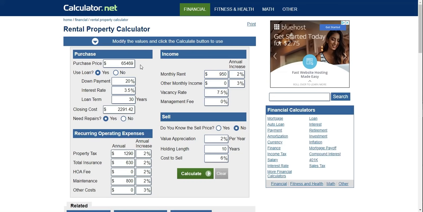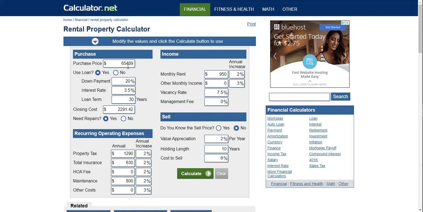Okay, so let's plug some of those numbers in from the Zillow site into our rental property calculator that we got from calculator.net, and I will leave a link to this calculator in the description below. But let's plug some numbers in and see what the cash flow for this property would look like.